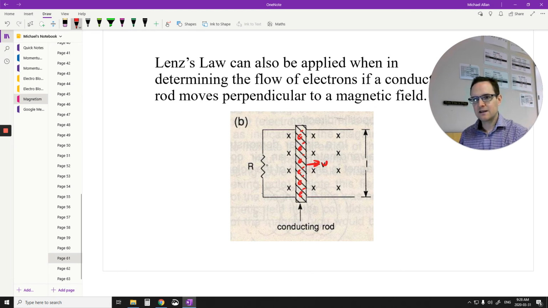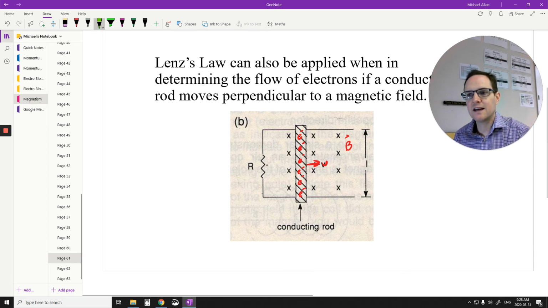The little X's here represent the magnetic field. So I'm going to put my fingers into the page, my fingers into the page, my thumb to the right. And then I notice that my palm is facing downwards. Okay? So down to the bottom of the page.